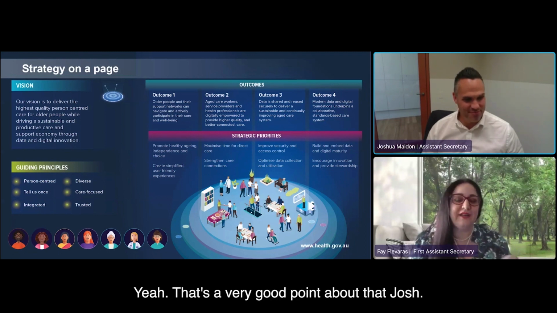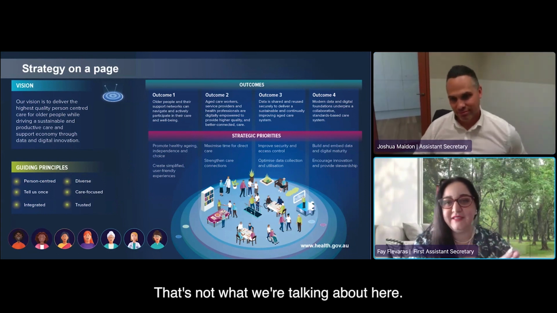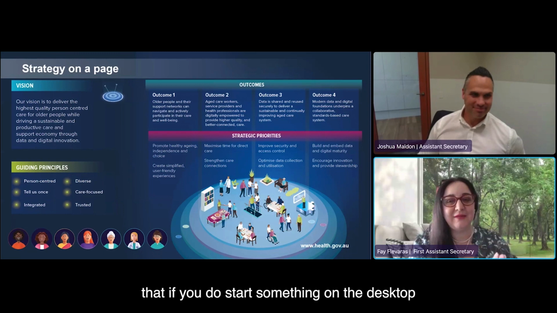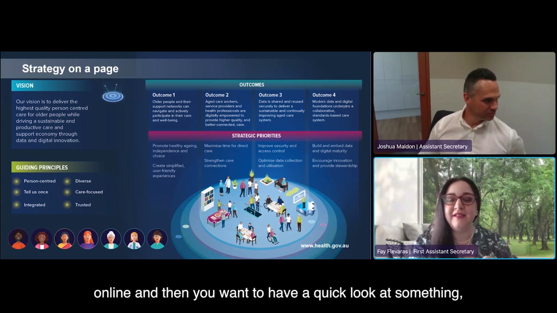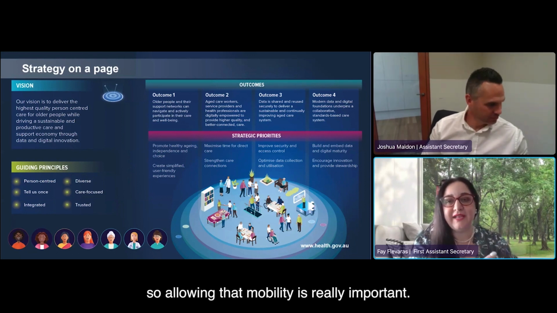Yeah, that's a very good point about that, Josh. It's not digital first or digital only. That's not what we're talking about here, but really looking at that omni-channel experience so that if you do start something on the desktop online and then you want to have a quick look at something, being able to look at it on a mobile app. So allowing that mobility is really important.